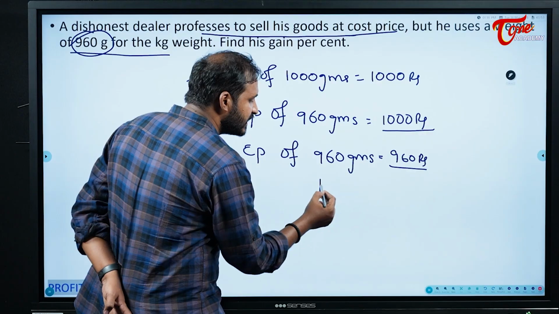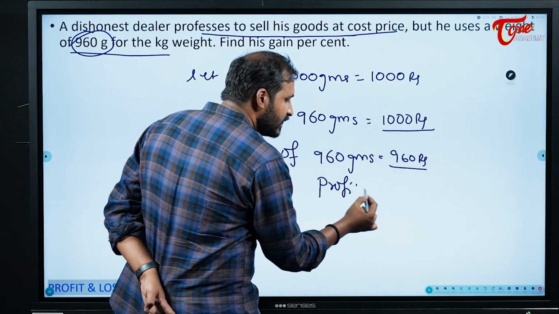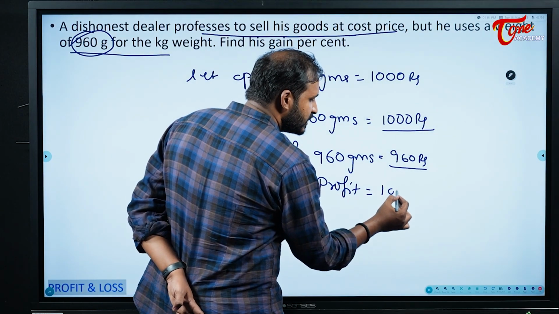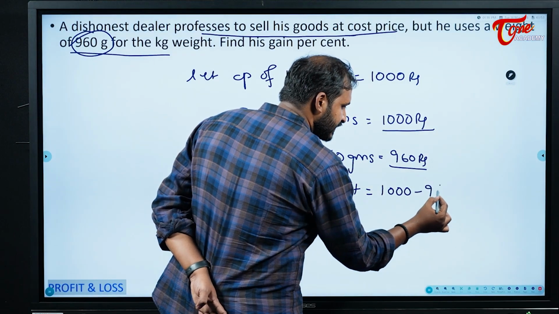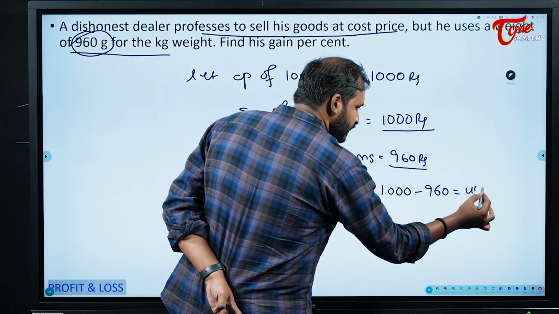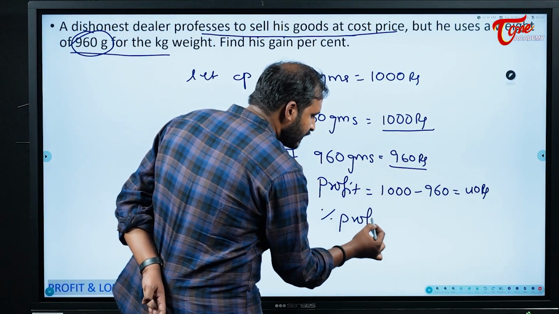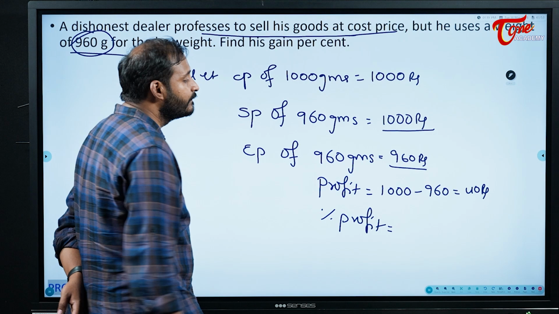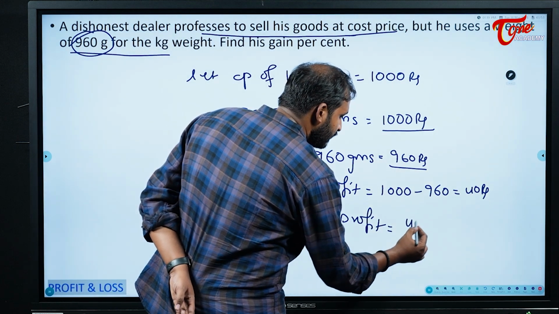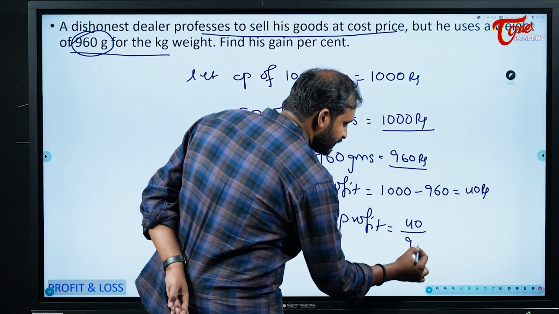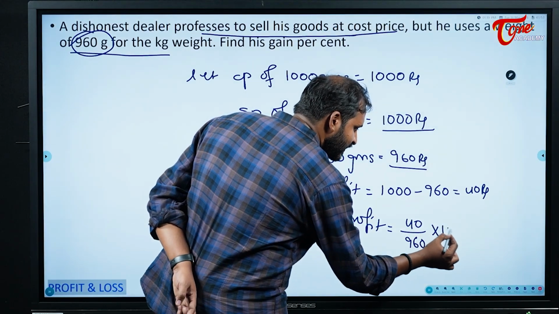So, tell me whether he is getting a profit or loss? Profit, definitely. What is the profit you will say? 1000 minus 960, which is equal to what? 40 rupees. So, what is the percentage of profit here he is getting? Percentage of profit is equal to 40 by what is his cost price? 960 into 100. Please be careful, students.